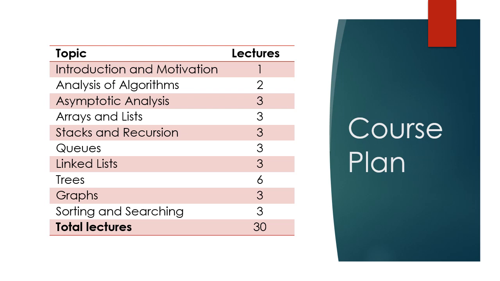So first, we will talk about the course contents, the structure, and the evaluation methods that I will use. This is the course plan of DSA. The topics are Introduction and Motivation, Analysis of Algorithms, Asymptotic Analysis, Arrays and Lists, Stacks and Recursion, Queues, Linked Lists, Trees, Graphs, Sorting and Searching. So the total number of lectures, or the total number of videos that you will get, are 30.